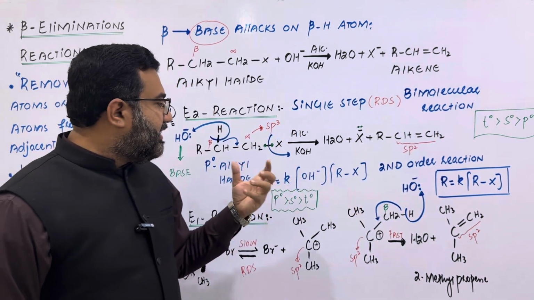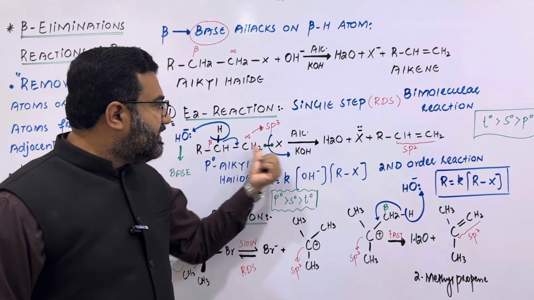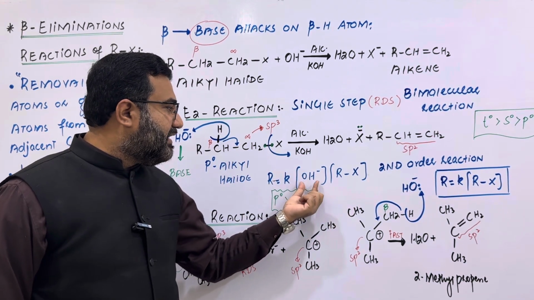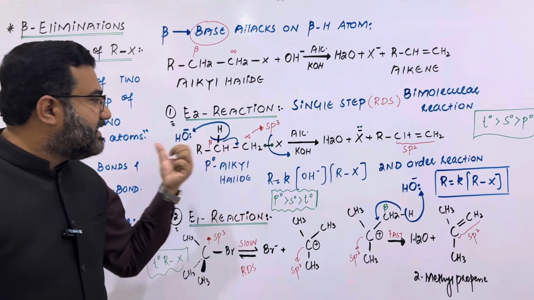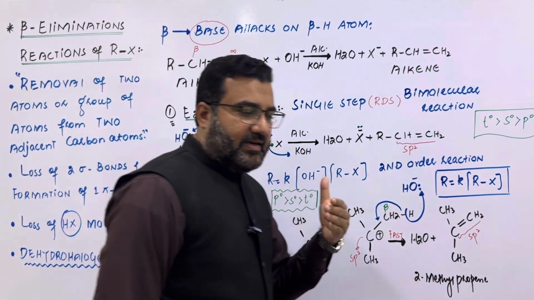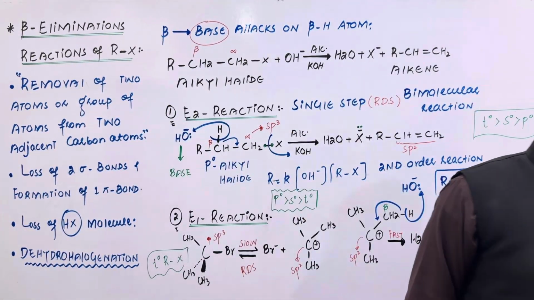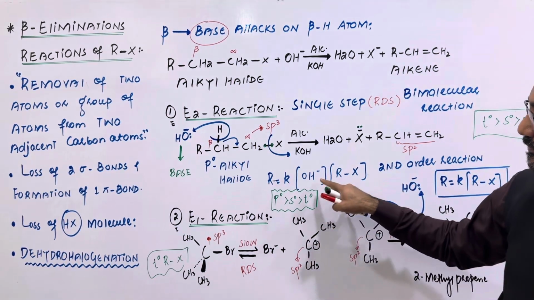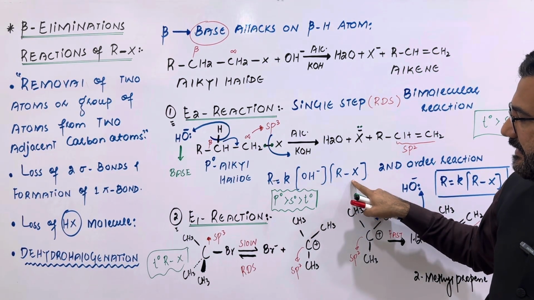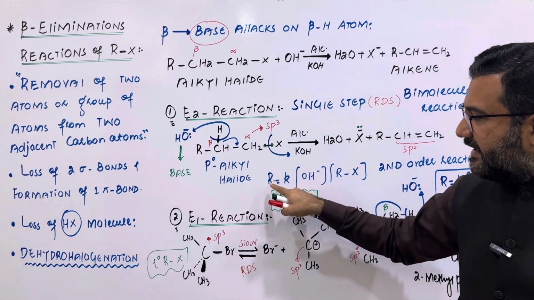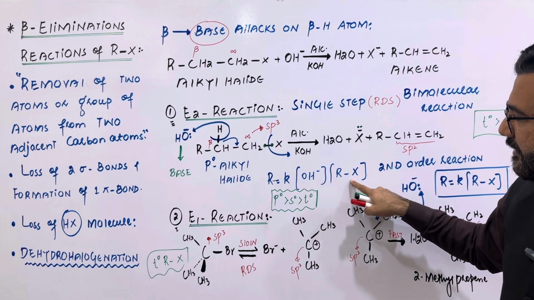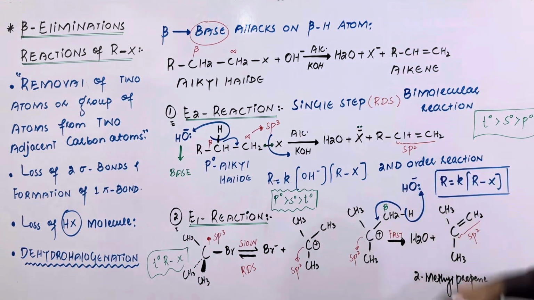What will be the rate law for the E2 reaction? Rate law is written with respect to the slow step. So R is equal to the rate constant times OH negative, which is the base, and RX, which is the alkyl halide. It means that E2 reactions are those reactions in which the speed of reaction depends on the concentration of both the base as well as the alkyl halide molecule. So these reactions are first order with respect to base, first order with respect to alkyl halide, and overall they will be second order reactions.